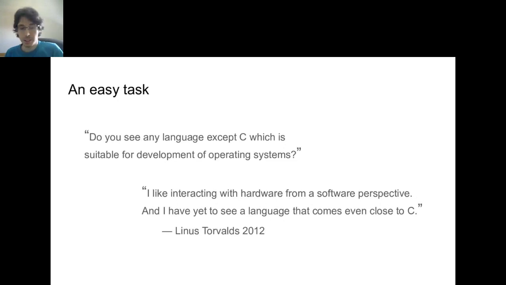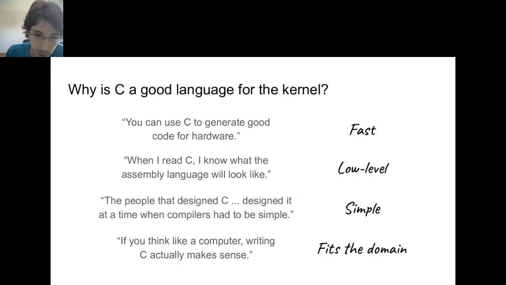So why did Linus Torvalds say this? Why is C a good language for the kernel? So the first thing is, you can use C to generate good code, which in these terms means fast, basically. Most of the time, you can also map what is the assembly code that you are going to get when you compile some C code, right? So we call it low level.